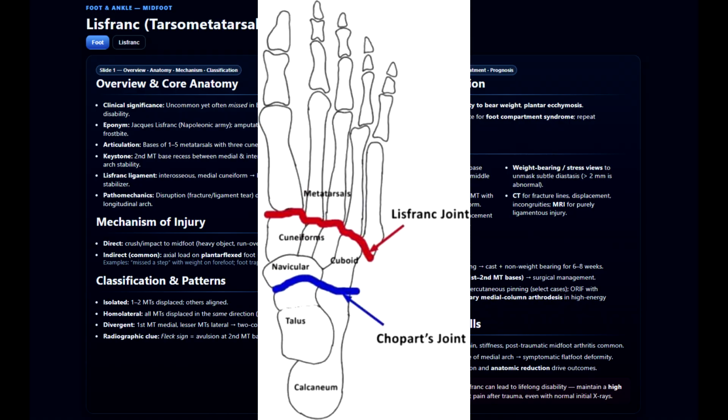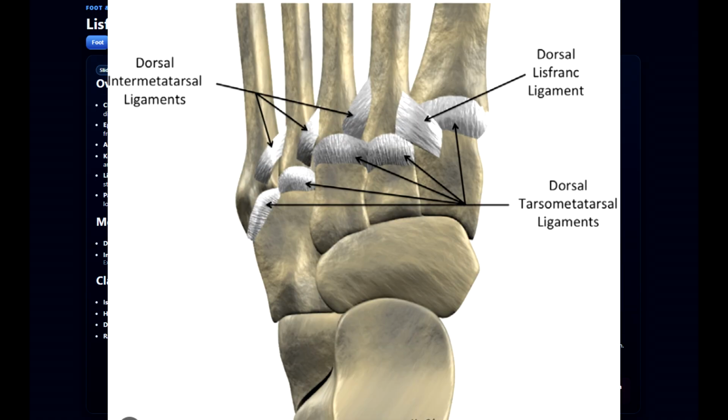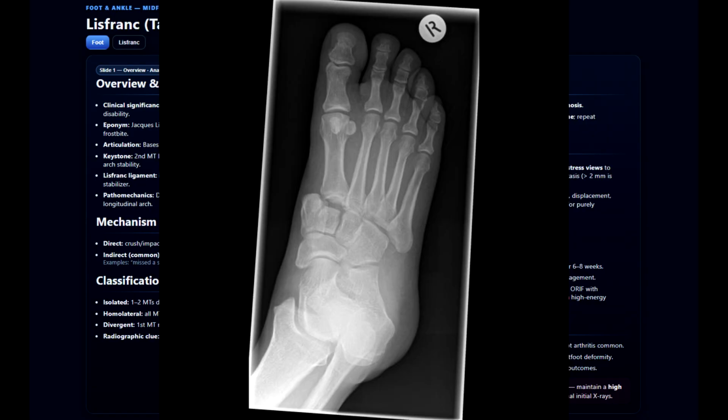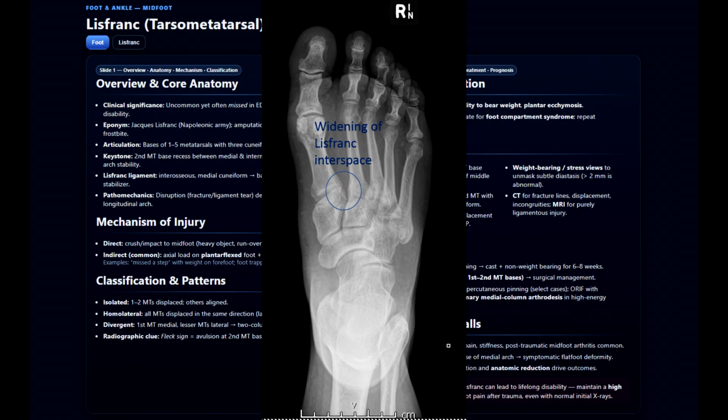The second metatarsal base is recessed between the medial and lateral cuneiforms, providing a natural keystone of stability to the midfoot arch. Stability is further reinforced by the Lisfranc ligament, a strong interosseous ligament running from the medial cuneiform to the base of the second metatarsal. Because of this unique anatomic configuration, the Lisfranc joint functions as the cornerstone of midfoot stability. Disruption here, whether by fracture or ligamentous tear, destabilizes the entire medial longitudinal arch.